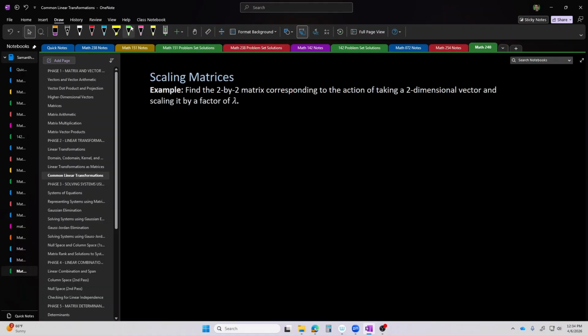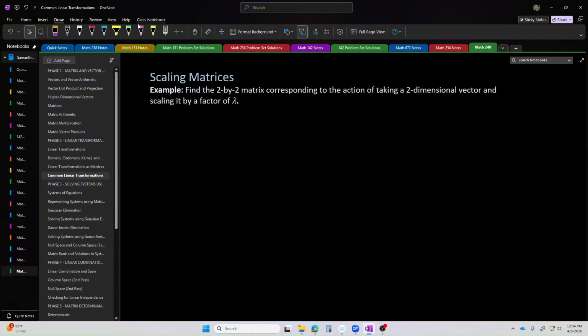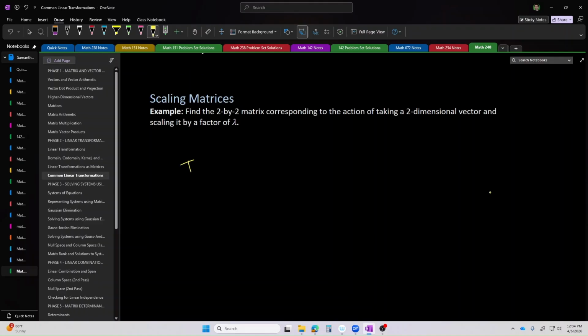Let's go ahead and find a 2 by 2 matrix that corresponds to scaling vectors. I'm going to take a two-dimensional vector and scale it by a certain factor of, let's just call it lambda. The usual process applies. So if I apply this transformation to the first standard basis vector E1, then I'm going to take the vector 1, 0, and I'm going to scale it by this factor of lambda. And so that's going to take 1, 0, and it's going to turn it into lambda, 0.